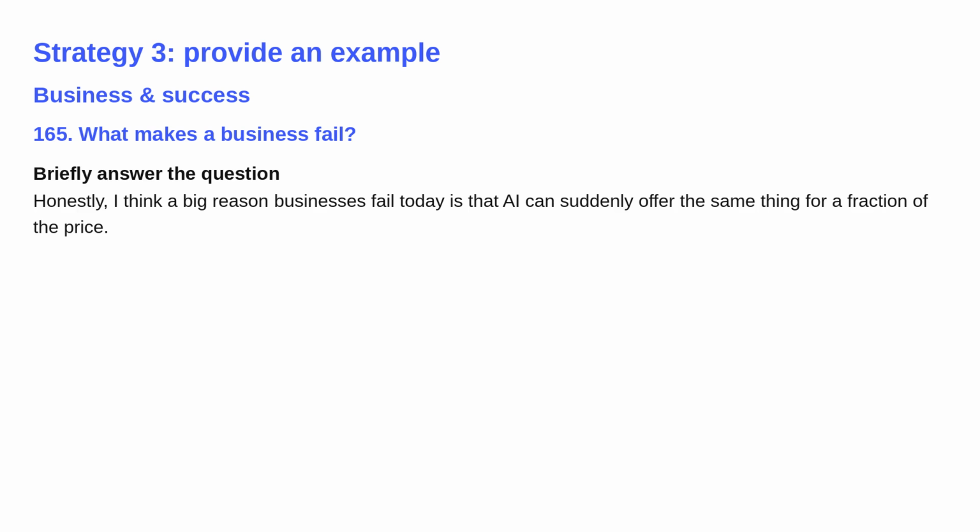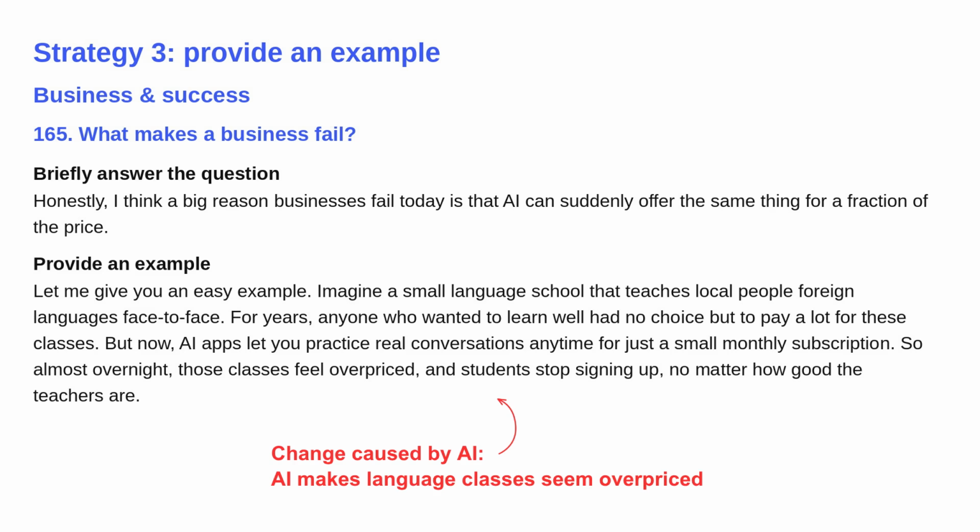What makes a business fail? Honestly, I think a big reason businesses fail today is that AI can suddenly offer the same thing for a fraction of the price. Let me give you an easy example. Imagine a small language school that teaches local people foreign languages face to face. For years, anyone who wanted to learn well had no choice but to pay a lot for these classes. But now, AI apps let you practice real conversations anytime for just a small monthly subscription. So almost overnight, those classes feel overpriced, and students stop signing up, no matter how good the teachers are.